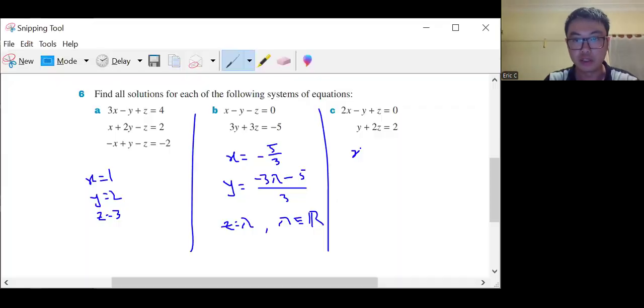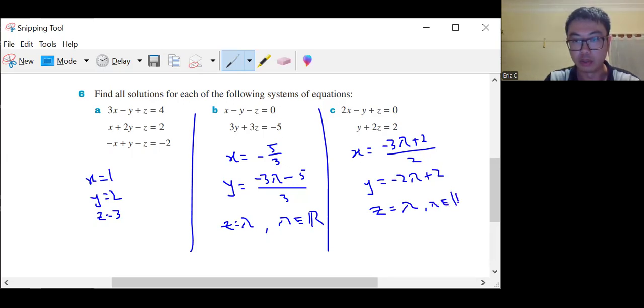So let's go ahead and write that in our answers. In this case, we've got x is equal to negative 3 lambda plus 2 over 2, y is equal to negative 2 lambda plus 2, and then z is equal to lambda, where lambda belongs to all real numbers.